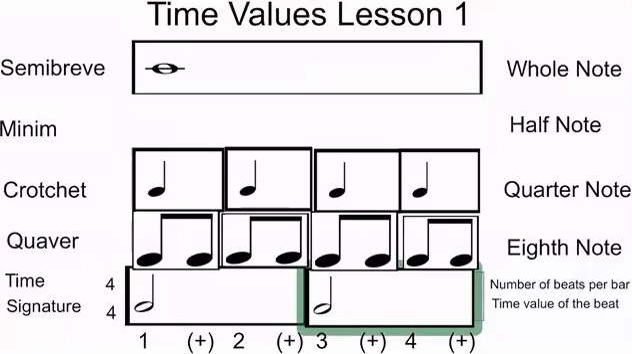Okay, so this now sounds like this: 1, 2, 3, 4, because each minim takes up 2 beats. So the first one starts on beat 1 and lasts for beat 2. The second one starts on beat 3 and lasts for beat 4. I'll do that one again. 1, 2, 3, 4.